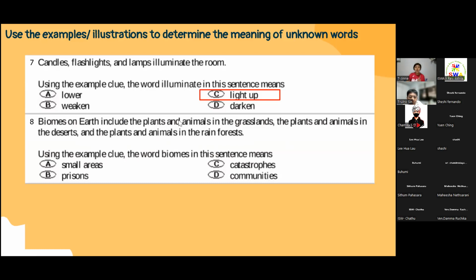There are 3 examples: plants and animals in grasslands, plants and animals in deserts, plants and animals in rainforests. They are all in different places, but the common thing is plants and animals. The example here is telling you plants and animals in different spaces. So what would the answer be?